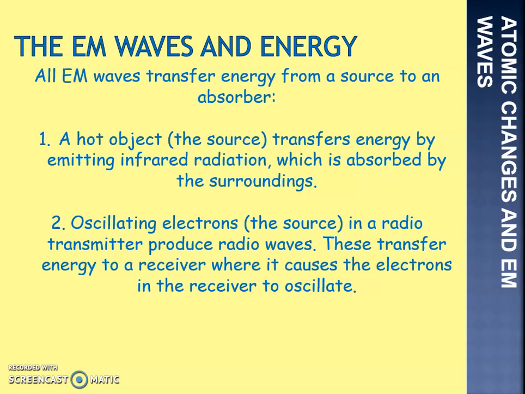A hot object, which is the source, transfers energy by infrared radiation, which is absorbed by the surroundings. Or the second example, oscillating electrons, which are the source in a radio transmitter, produce radio waves. These transfer energy to a receiver, where it causes the electrons in the receiver to oscillate, absorbing them.